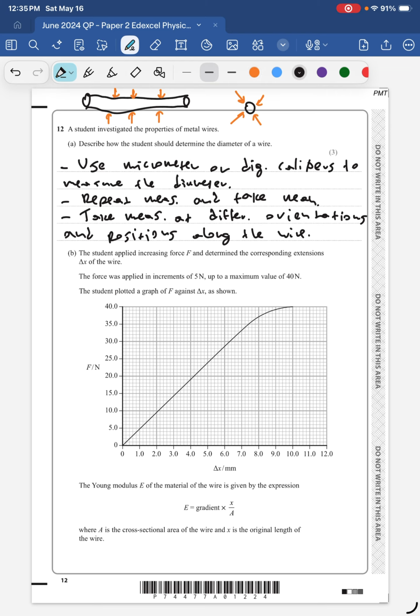The student applied increasing force F and determined the corresponding extension delta X of the wire. The force was applied in increments of 5 newtons up to a maximum value of 40 newtons. The student plotted a graph of F against delta X as shown. The Young modulus E of the material of the wire is given by the expression gradient times the length of the wire over A, where A is the cross-sectional area of the wire and X is the original length.